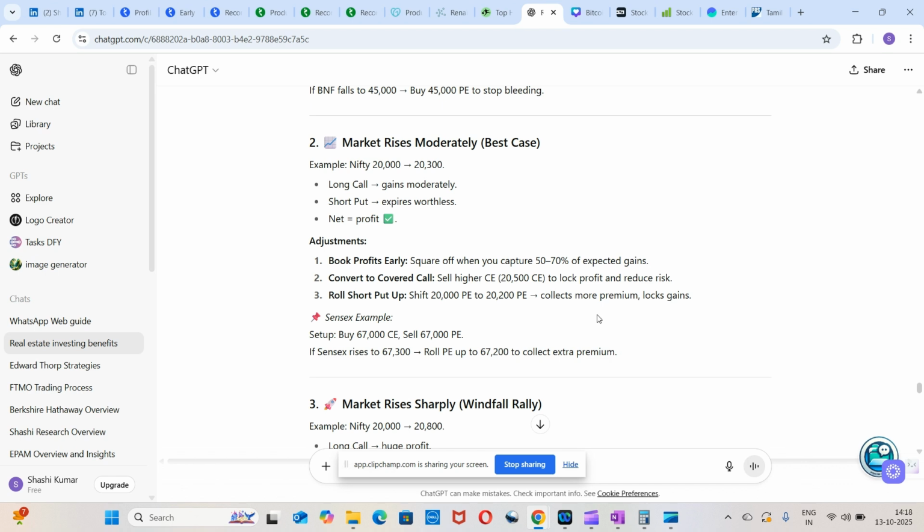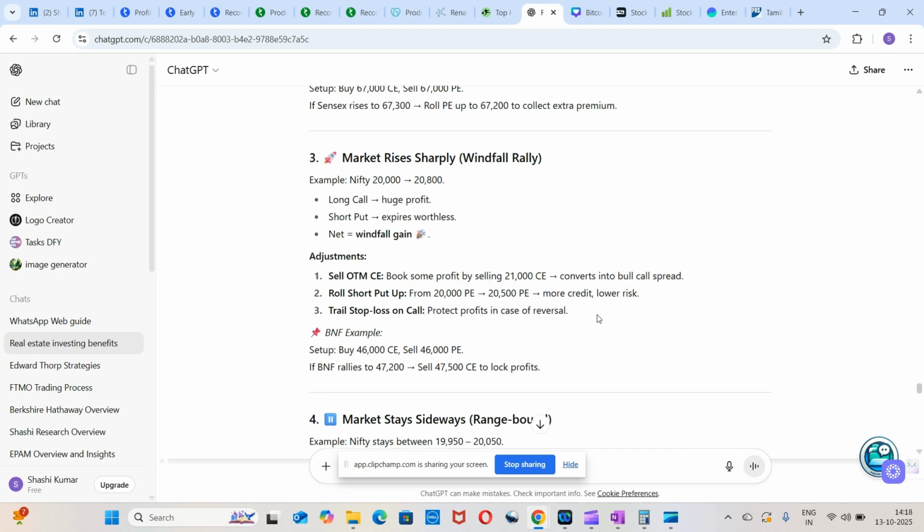The third scenario is when the market has a windfall rally on the upside, where it rises sharply.